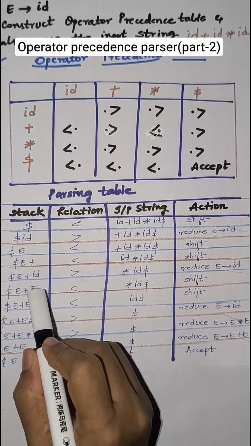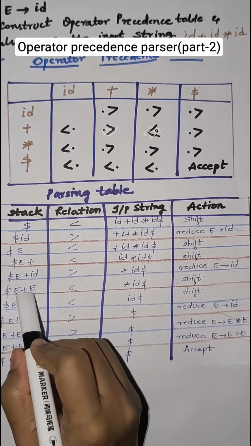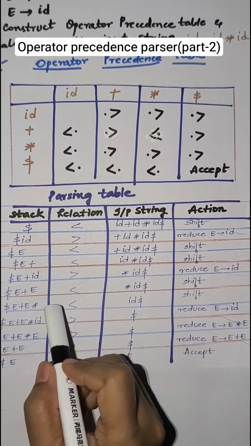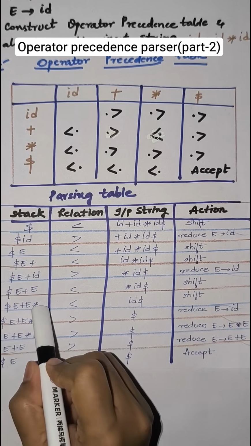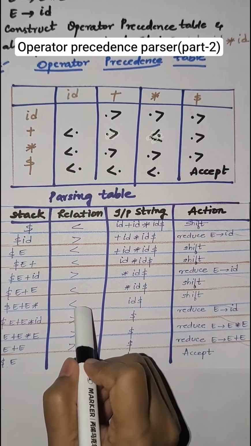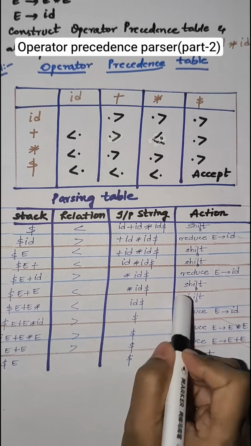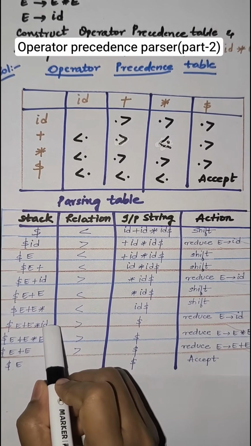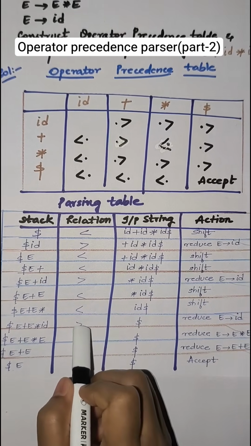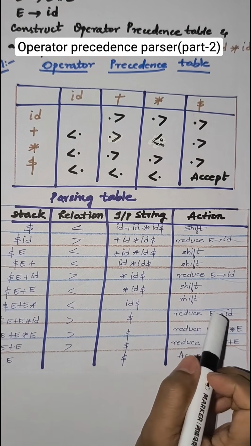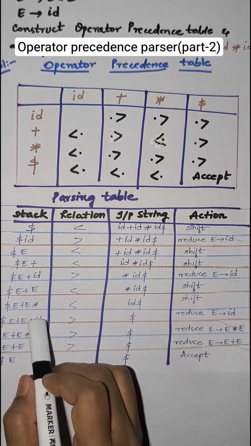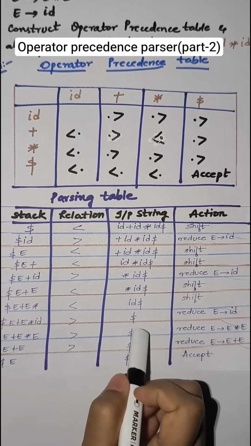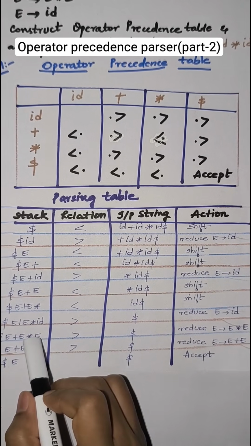Id you cannot compare, so going to the next symbol on the stack, which is plus and asterisk. Plus has got lesser precedence, so shifting one symbol onto the stack and comparing asterisk and id. Asterisk has got lesser precedence than id, so again performing shift action, shifting id onto the stack, and here you have got id and dollar. Id has got greater precedence, so perform reduce action, reducing id by E, so writing E in the place of id.